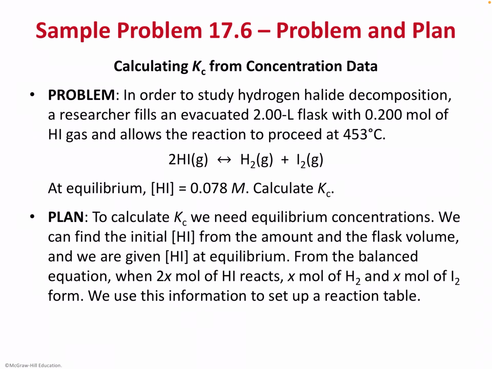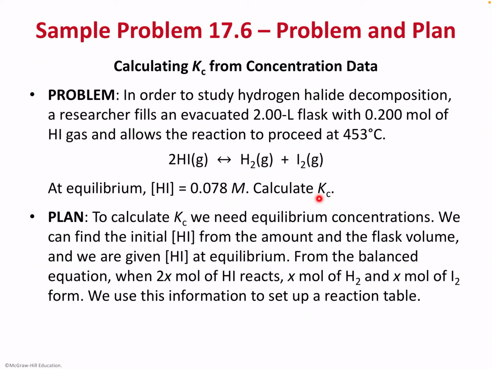The next one, another question: calculating Kc from concentration data. The previous one was based on pressure data. Now this one is for concentration. In order to study hydrogen iodide decomposition, a researcher fills an evacuated 2-liter flask with 0.2 moles of hydrogen iodide gas and allows the reaction to proceed at 453 degrees Celsius. At equilibrium, HI is given as 0.078 molar. We want to calculate the Kc.